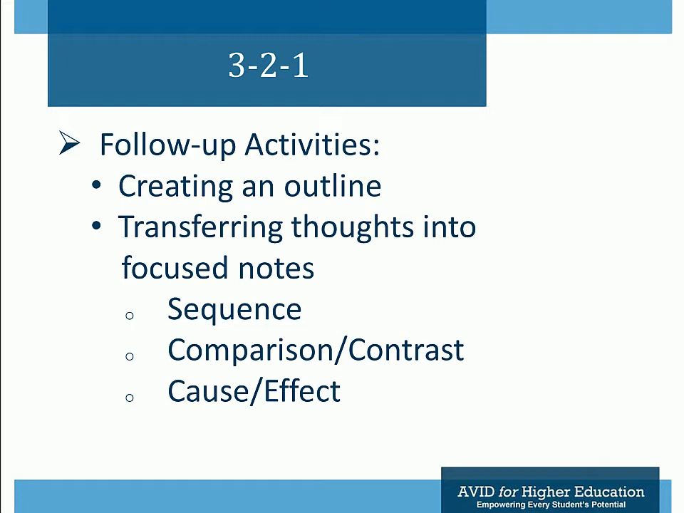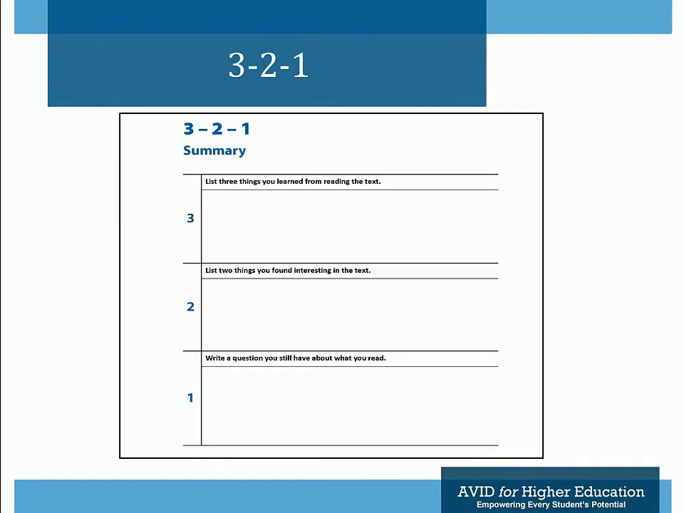After students have read, marked, and annotated a selected text, they will then summarize the text by completing the 3-2-1 summary handout provided by the instructor. While a 3-2-1 handout can be adapted to a wide variety of different texts, the basic 3-2-1 summary handout contains 3 sections.